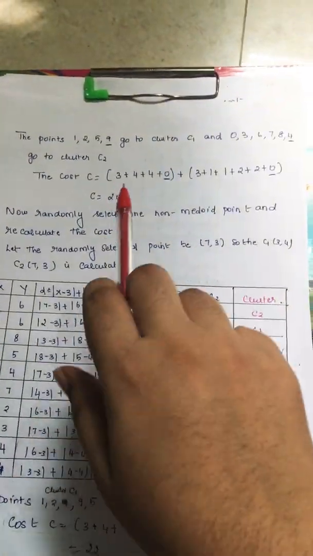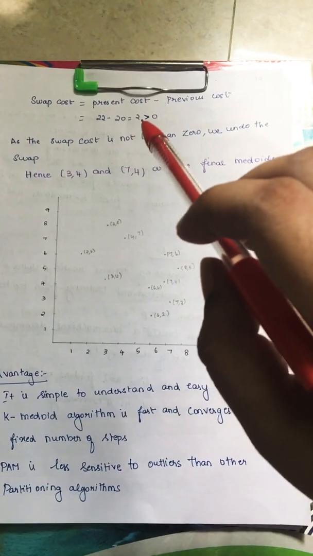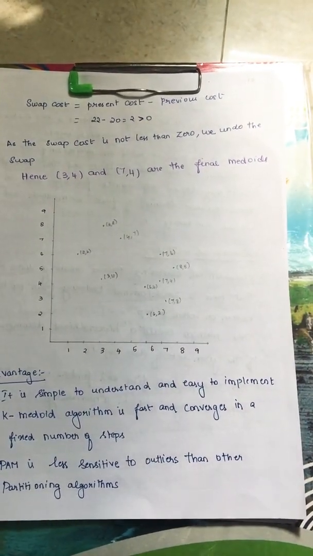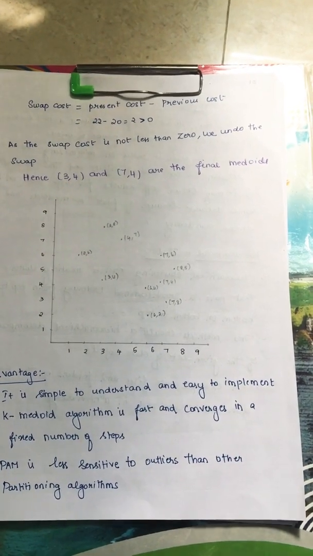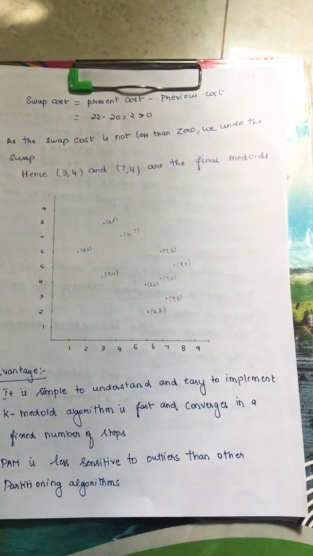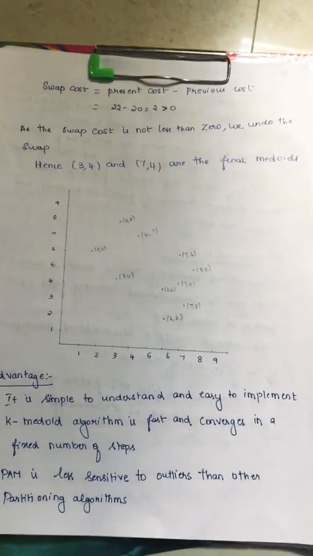Remember, the cost I found first was 20. The next time I found 22, so the difference is 2, which is greater than 0. As the swap cost is not less than 0, we undo the swap. Hence (3, 4) and (7, 4) are the final medoids. The last steps we saw are your final steps.